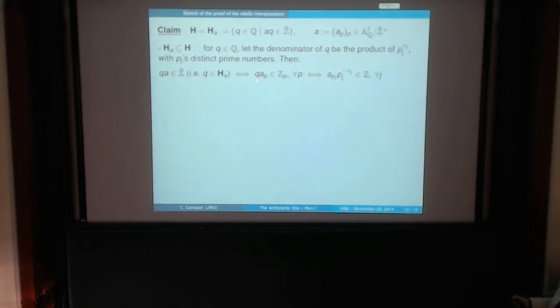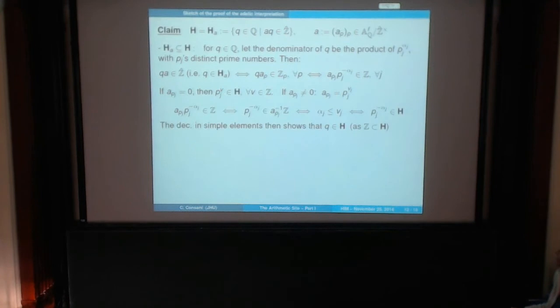Then I say that this q is an element of H_A, so it satisfies this property, if and only if, following the definition given in the previous slides of the Adele, q times A_p is in Z_p for every p, which means, following the definition, if and only if A_{p_j} times p_j to the minus alpha_j is in Z. So there is nothing so deep in this proof. It's only that once these Adeles are defined properly, then the thing runs the way it should.